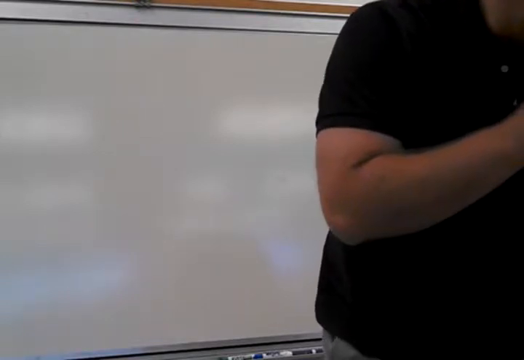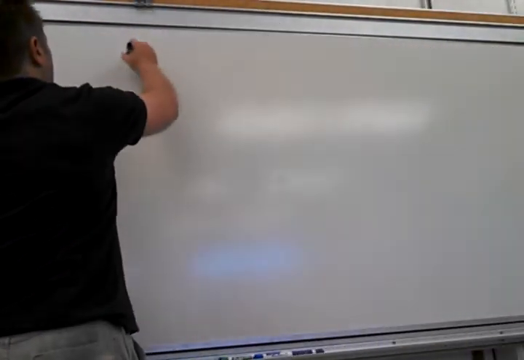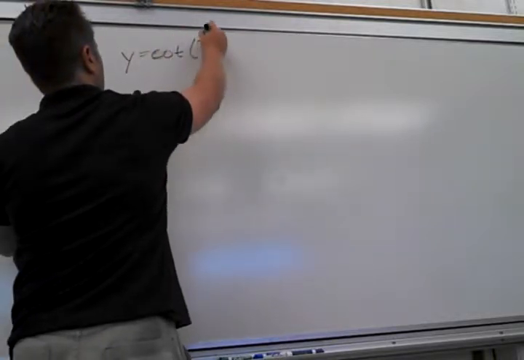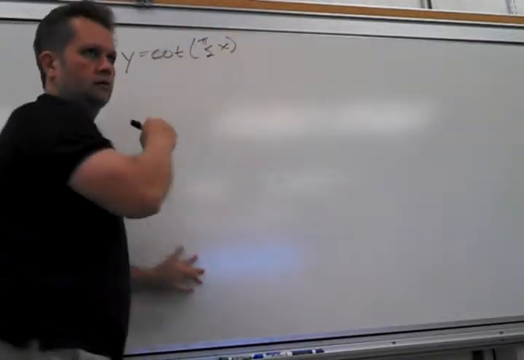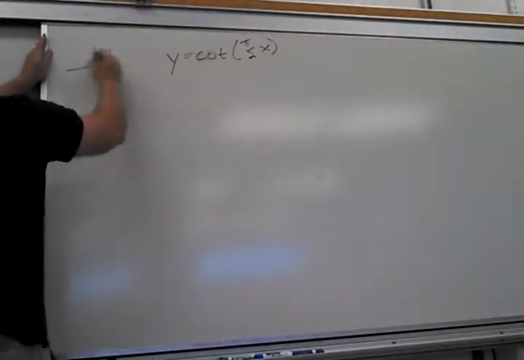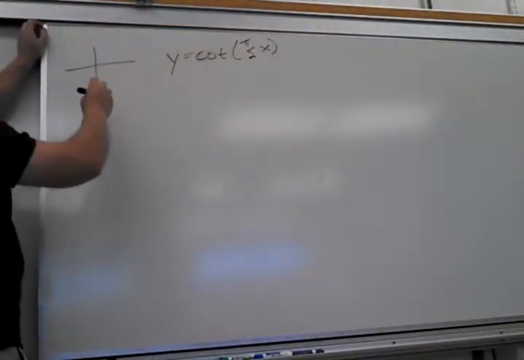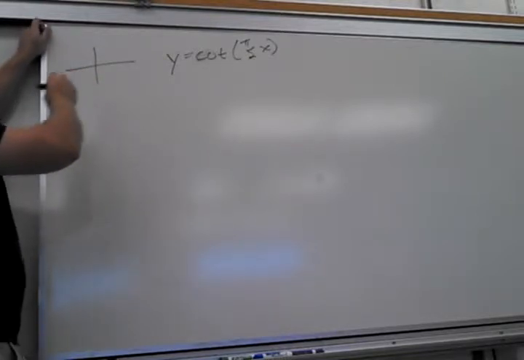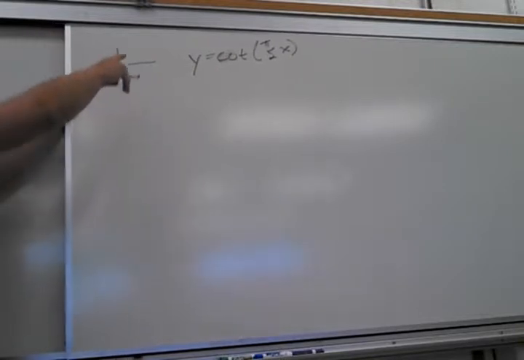So which one again? 30? The cotangent. This one here, right? So what does cotangent normally look like? Let's do a quick little, where's the first little asymptote? What does cotangent normally look like?